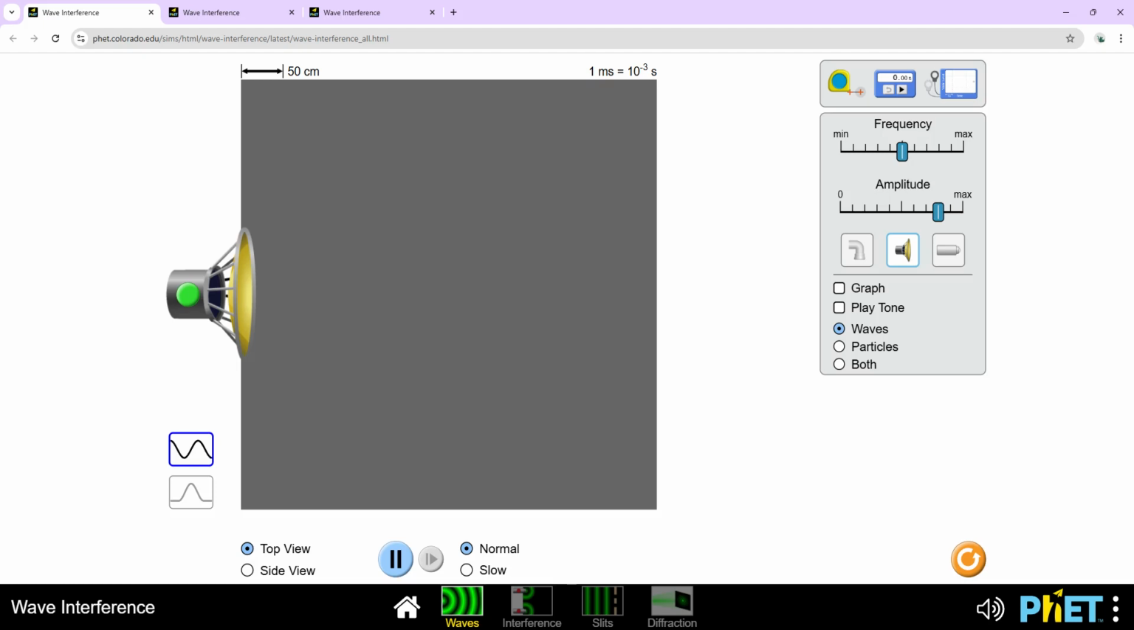Welcome to interference. We're going to use a few simulations to build up to this topic because it can be quite complicated. In this first simulation, we have a speaker which emits sound waves, and when we turn it on, we will see the peaks and troughs spreading from the speaker into the surroundings.